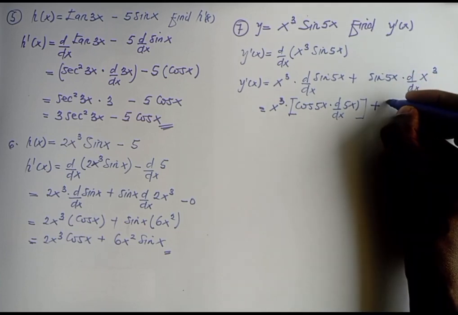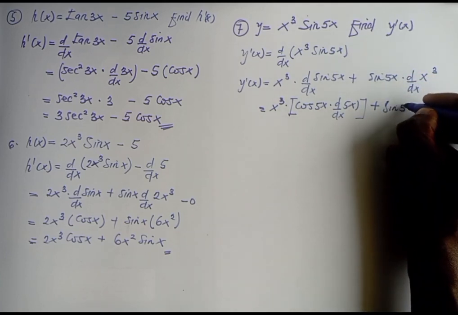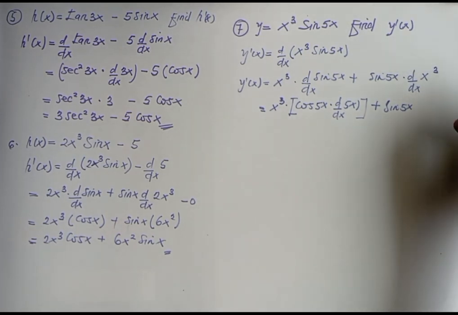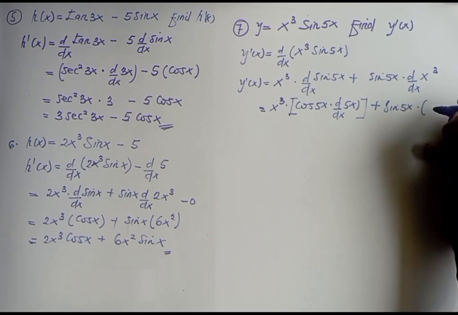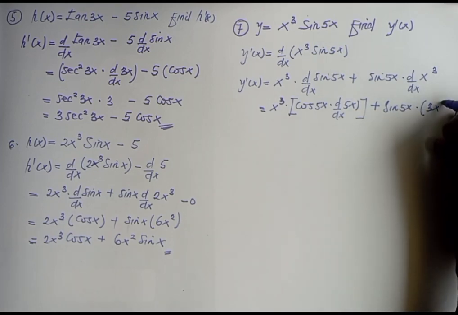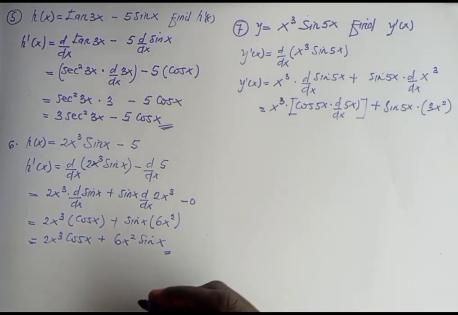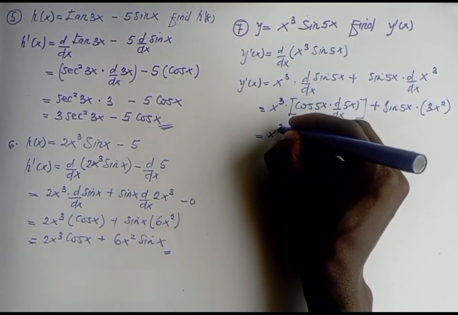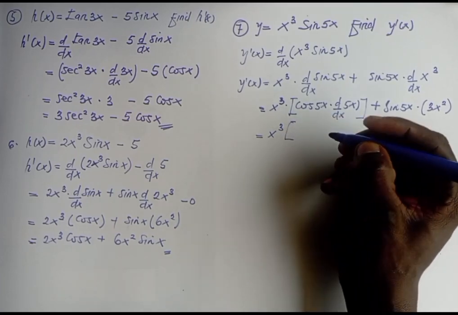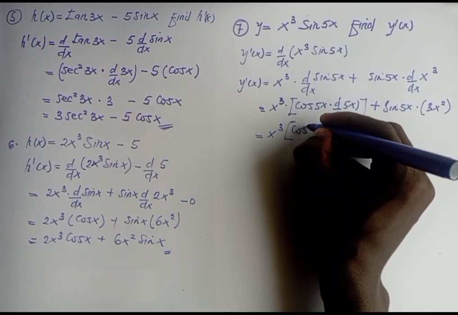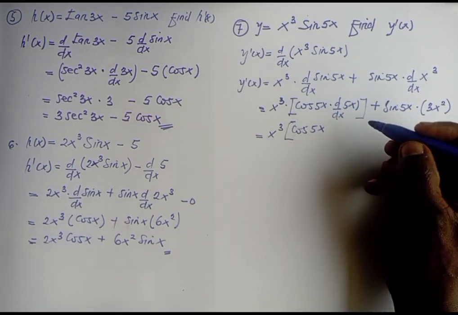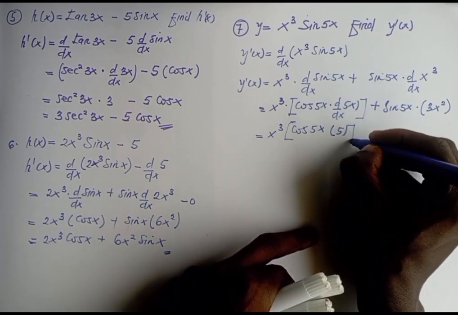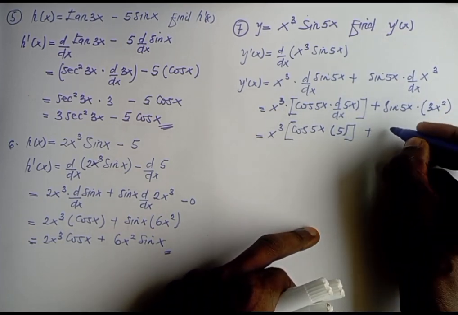Then we have our sine 5x. Then we find the derivative of what? x cubed. So when we find the derivative of that, we are going to get 3x squared, applying the power rule. So we have x cubed, our bracket, we have cos of 5x, and then when we differentiate 5x, we are getting what? 5. And then we have, let's rearrange this.